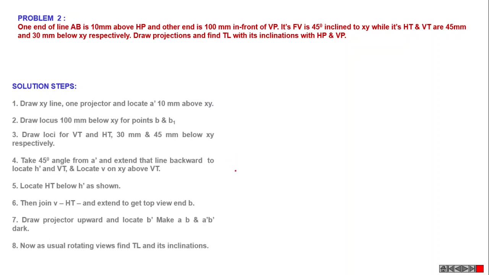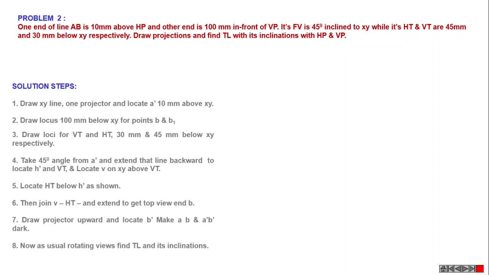One end of a line AB is 10 mm above HP, and the other end is 100 mm in front of VP. Its front view is 45-degree inclined to xy, while its HT and VT are 45 mm and 30 mm below xy line respectively. Draw projections and find true length with its inclination with HP and VP. We have to find out this true length, then theta and phi, the true inclinations with HP and VP.